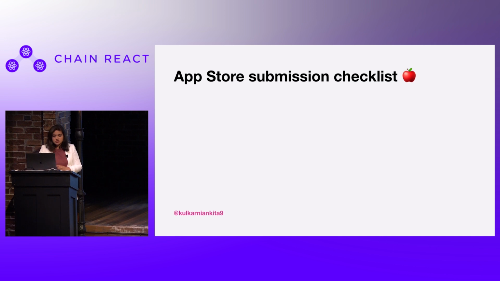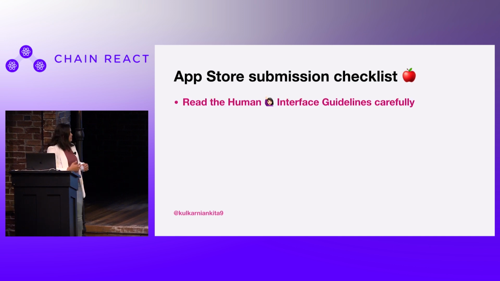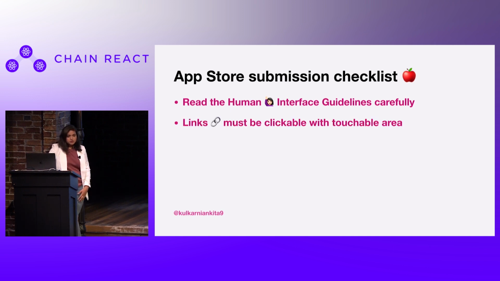Lastly, the App Store submission checklist. As I said earlier, read the human interface guidelines carefully, because they are the ones that are really going to save you from Apple rejecting your apps, right? The other common App Store submission failures were that links must be clickable with a proper touchable area. This is such a common mistake when we're thinking of development. Obviously, add enough area around the link so that it is actually clickable on devices. Obviously, they'll be clickable when you're developing it.